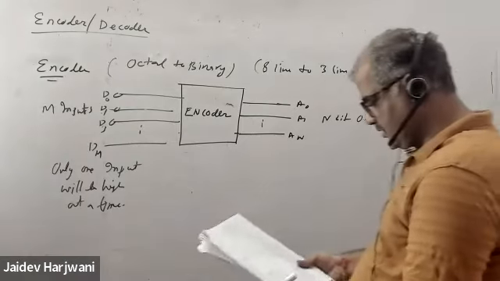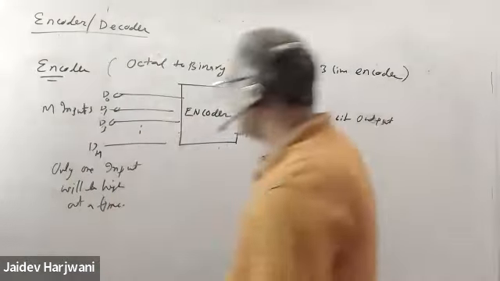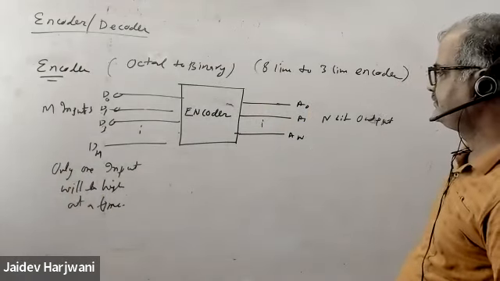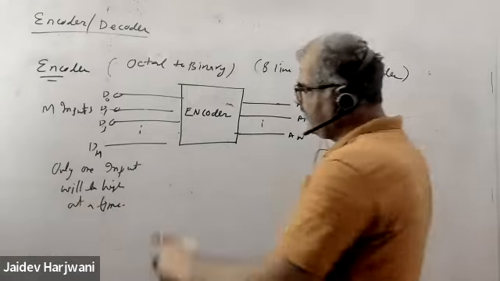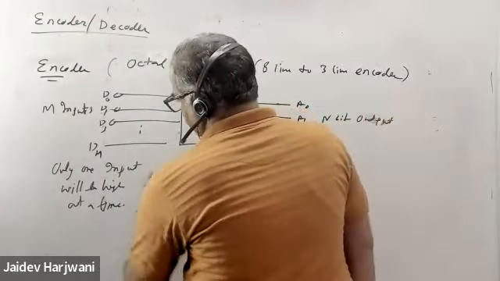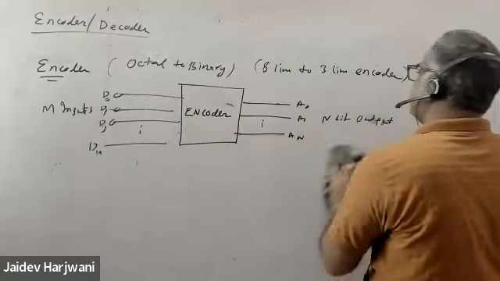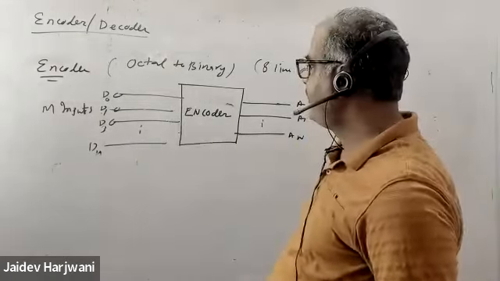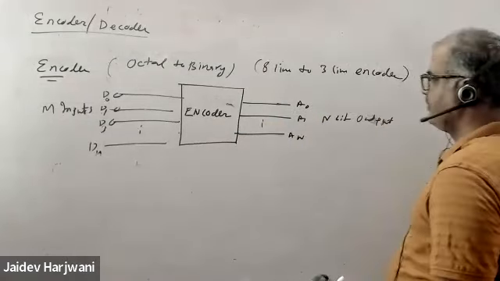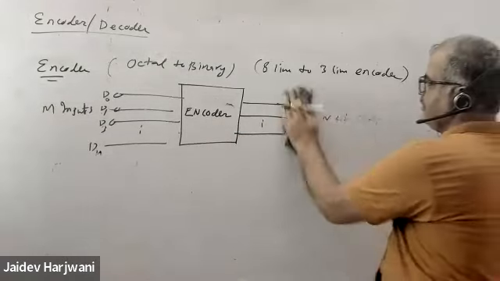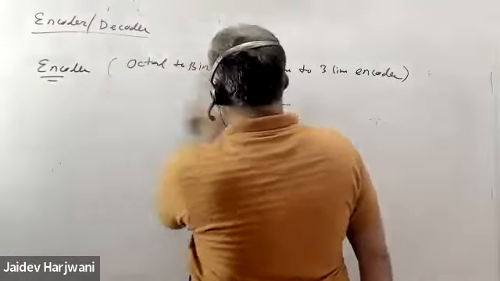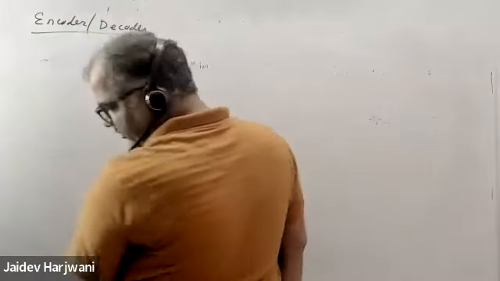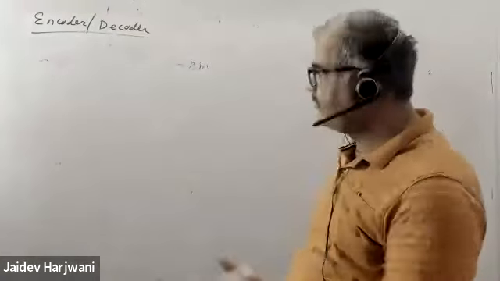So just let me make one table to make you understand the meaning of this encoder. Only one input will be high at a time. So let me explain this one. Shall I erase this? Simple, no difficulty, it is very easy. Decoder and encoder are very simple. The way you are thinking, according to that you have to perform here.